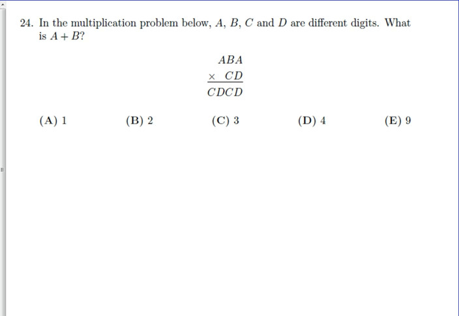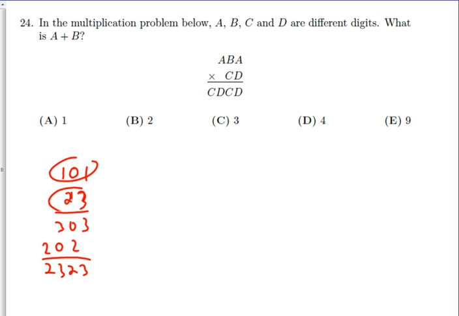The quickest way is to know an important multiplication fact, and that is if you multiply any number times 101, like 23 for instance, if you multiply 23 by 101, you end up with 2323. And so multiplying 101 by 23 gets you exactly what the answer is on this problem, and so very quickly you can see that A plus B equals 1.